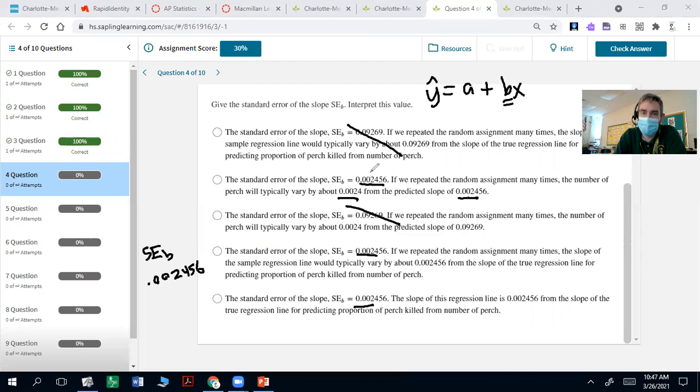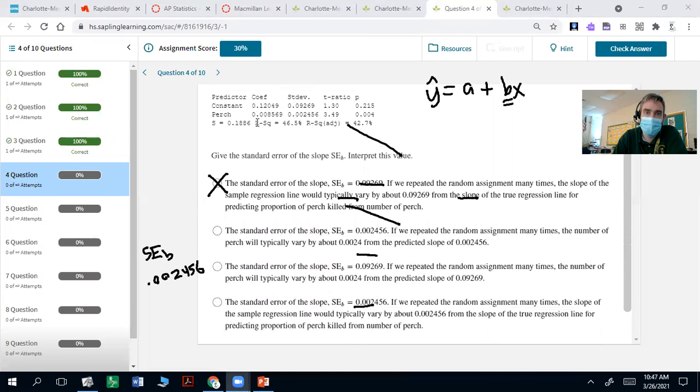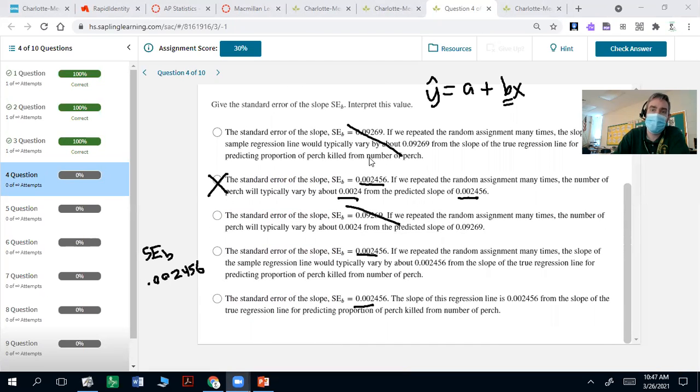Let me talk about this really quick first. This one's wrong. And the reason it's wrong is because of the table. Like, look at the table. The slope here is 0.008569. It says it varies from the predicted slope of 0.002456. Well, that's not even the right predicted slope. So we just have incorrect numbers there, okay?